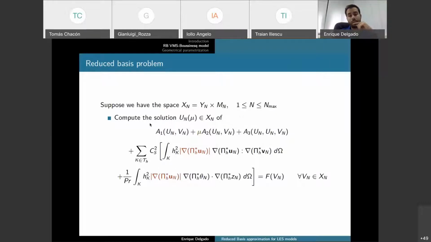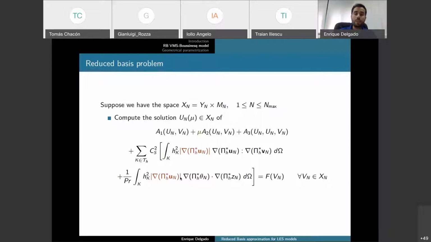Let's note that we have these operators that are linear and non-linear, and we can store them in the offline phase. So these matrices will be perfectly stored offline, but we have these non-linear terms that are related to the eddy diffusivity for the velocity and the temperature term.